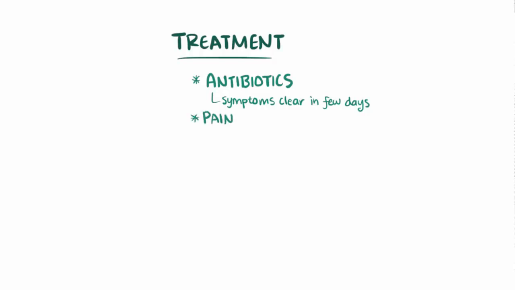Treatment for a lower UTI is usually antibiotics, targeted to the bacterial cause, and then those symptoms usually clear up within a few days as the urine becomes sterile. At the same time, pain medication might also be given.